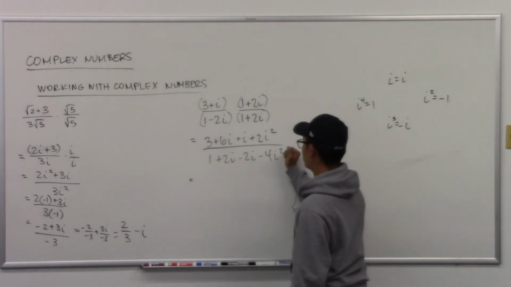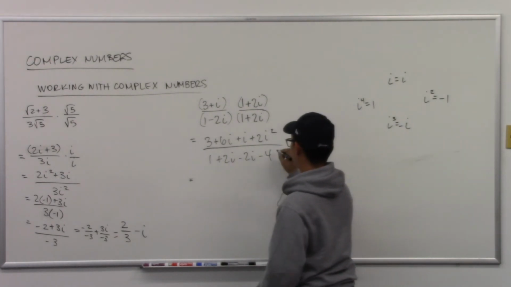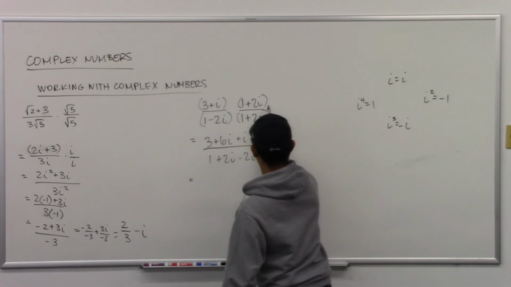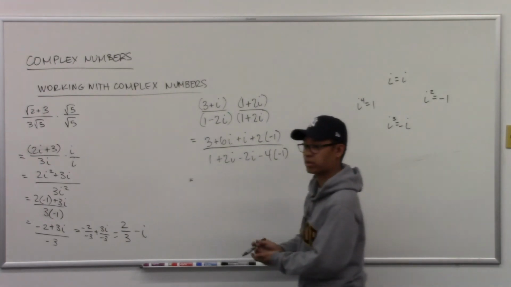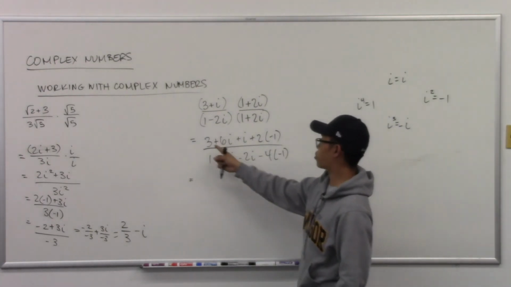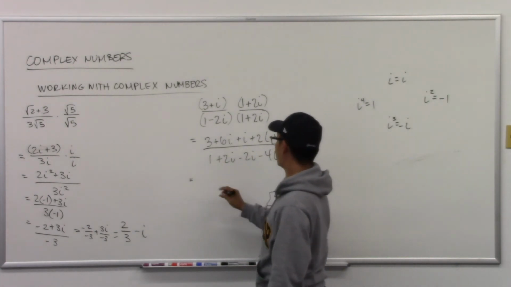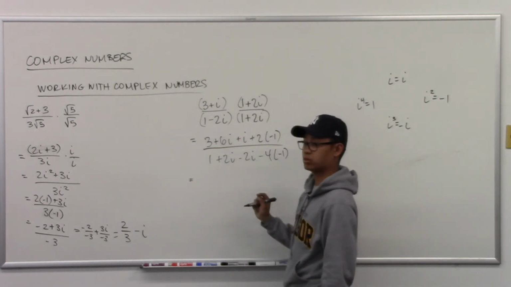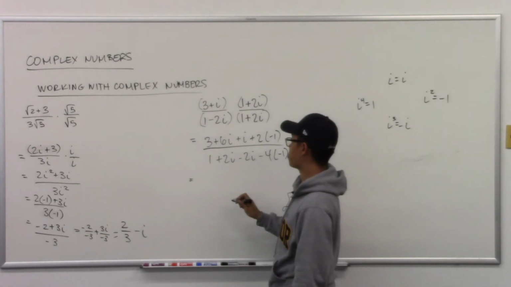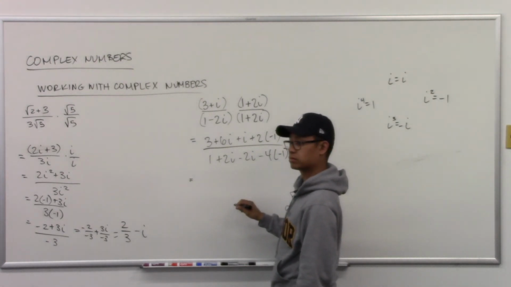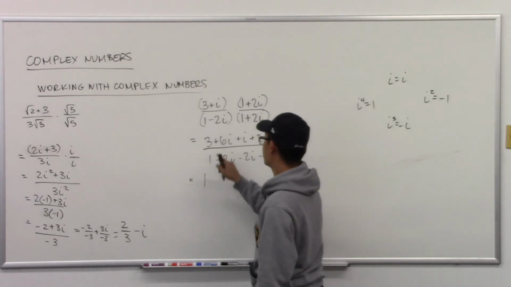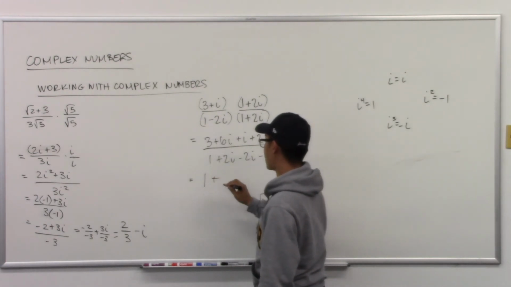So sometimes what I'll do is I'll just erase this, so I don't have to recopy everything again. So 3 plus -2 is? 3 plus -2. Good. 6i plus i is?